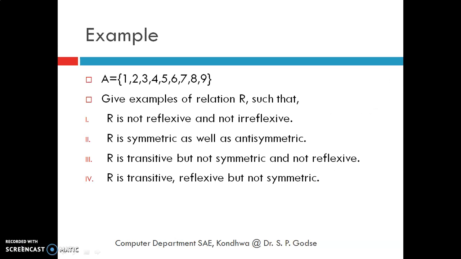Now on the basis of these properties whatever we studied, this is the study assignment for you. Consider the set A containing the elements 1, 2, 3, 4, 5, 6, 7, 8, 9 and you have to form relations such that first, R is not reflexive and not irreflexive. Second, R is symmetric as well as antisymmetric. Third, R is transitive but not symmetric and not reflexive. And fourth, R is transitive, reflexive but not symmetric. So you have to form such relations using the Cartesian product A cross A.